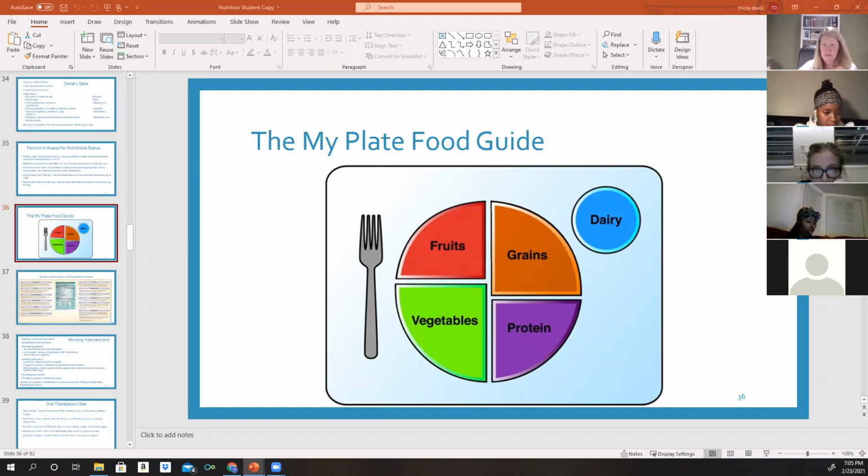a place setting for a meal, and then it helps us look and determine the proportion of our grains, our protein, our vegetables and fruits and dairy that we should have on our plate. So you see the biggest portion here is vegetables, followed by grains, and then our proteins, and then our fruits, and then of course the serving of dairy.